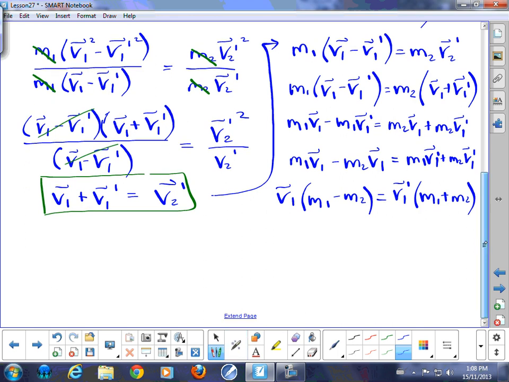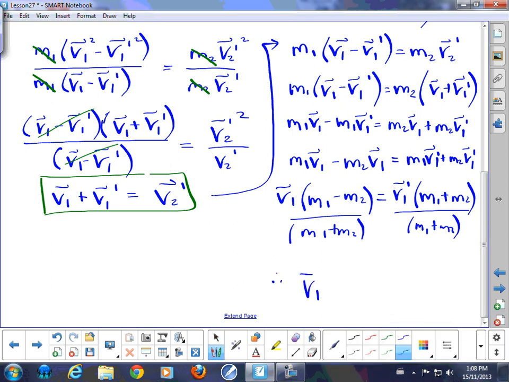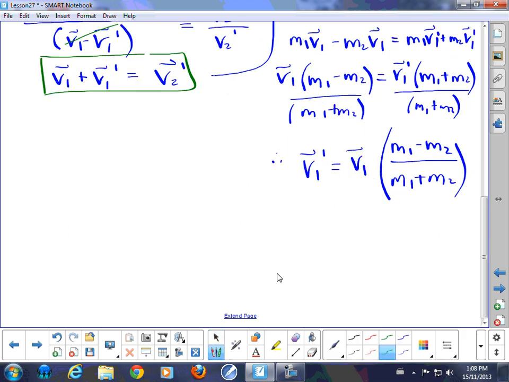So now I can solve for one of the terms, and I'm going to isolate the V1 prime because usually we're given the initial conditions, we're given V1, and I want to know how to calculate that final velocity of the initial object. So I'm going to divide both sides by M1 plus M2. And that gives us our final formula here. So therefore, the final velocity of the first object is going to equal the initial velocity multiplied by M1 minus M2 divided by M1 plus M2.